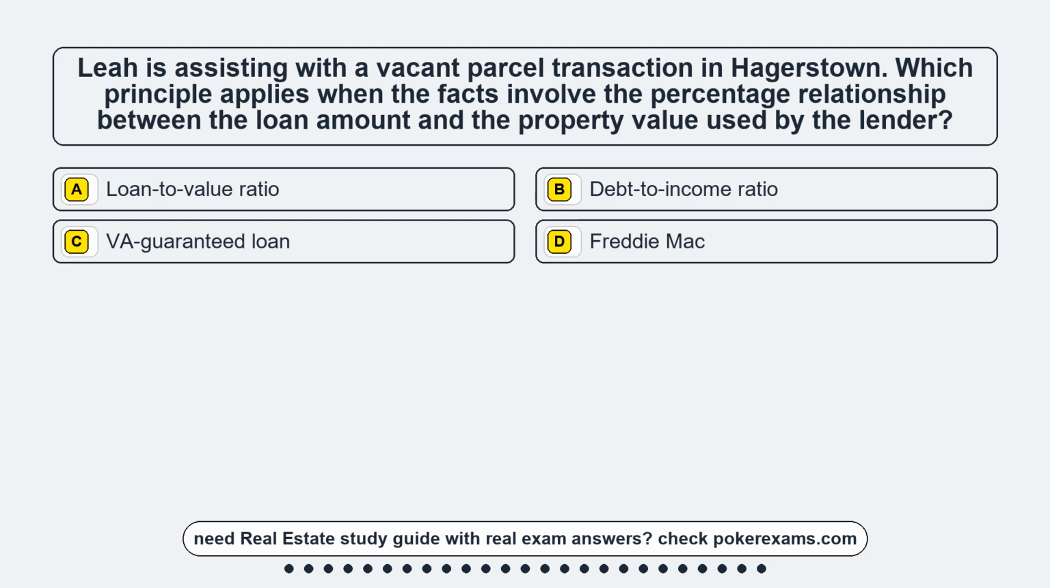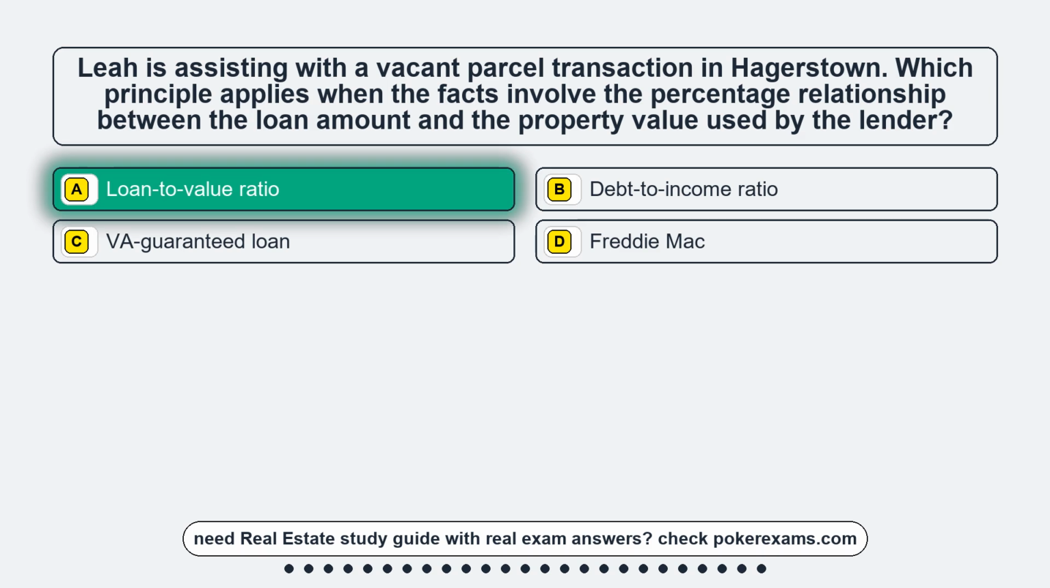Question 25. Leah is assisting with a vacant parcel transaction in Hagerstown. Which principle applies when the facts involve the percentage relationship between the loan amount and the property value used by the lender? Option A, loan-to-value ratio. Option B, debt-to-income ratio. Option C, VA-guaranteed loan. Option D, Freddie Mac. The correct answer is option A, loan-to-value ratio.